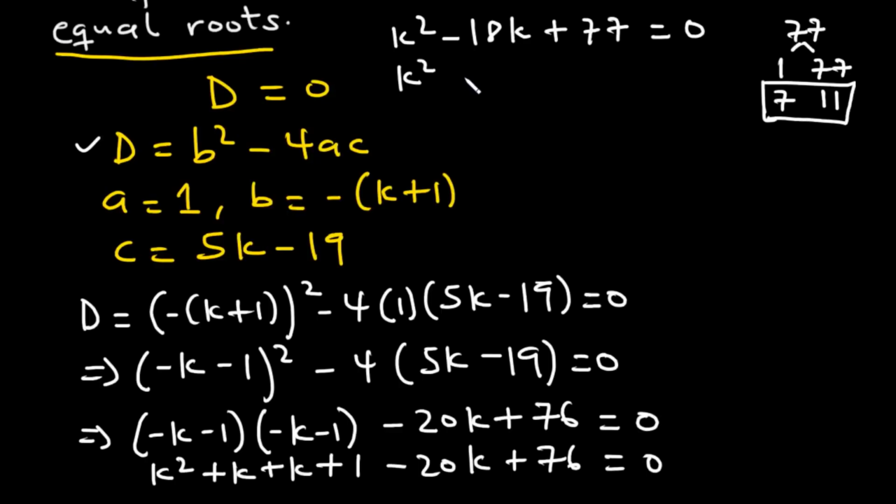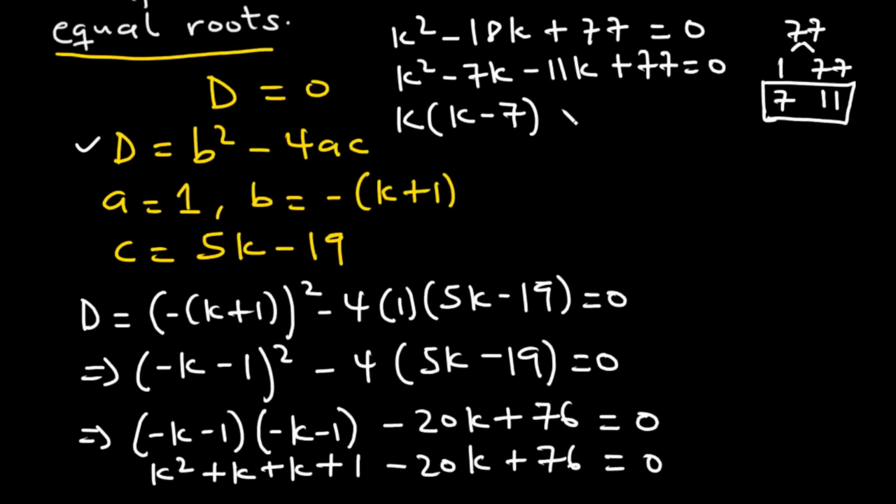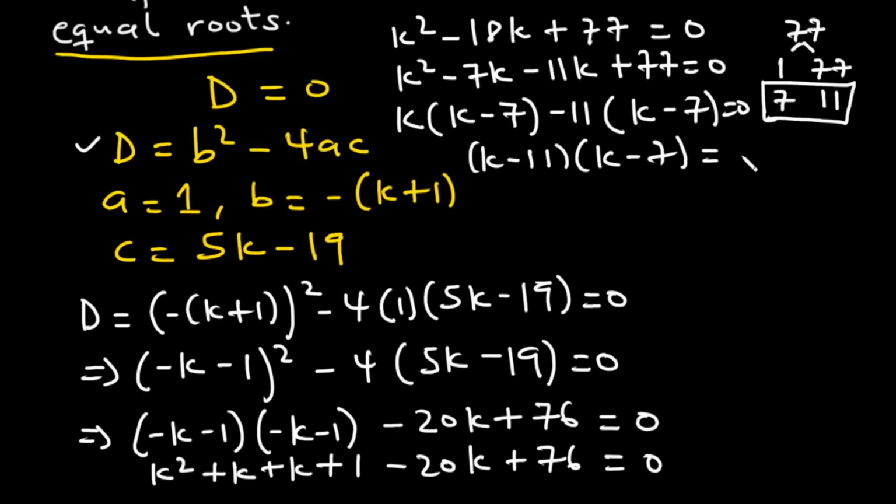So we have k squared minus 7k minus 11k plus 77 is equal to 0. Now let's factorize. So we have k on the outside, and then k minus 7 inside the bracket, and then minus 11 into bracket k minus 7 is equal to 0. So we have k minus 11 and then k minus 7 is equal to 0.